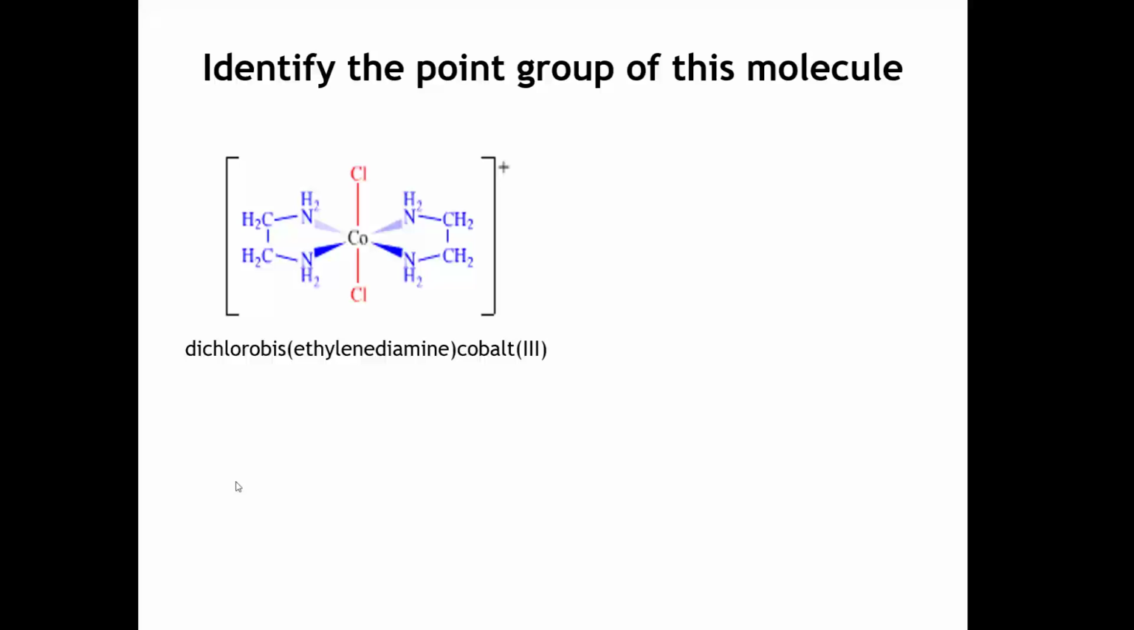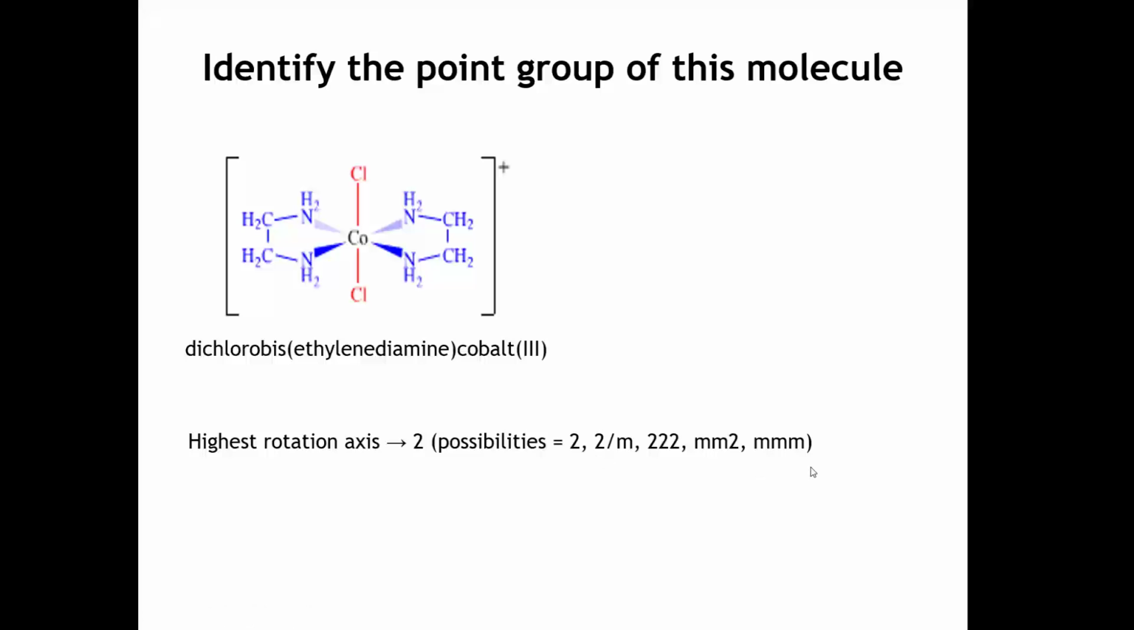All right, welcome back. Where do we start? We're going to start by looking for the highest order rotation axis. You should be able to see that, let's say, along this chlorine-cobalt-chlorine bond, there's a 2-fold rotation axis. All right, so we've got a 2-fold rotation, and that's the highest axis. I don't see any 3-fold or 4-fold or 6-fold rotation axes here. So that means our possibilities are just these 5 point groups.